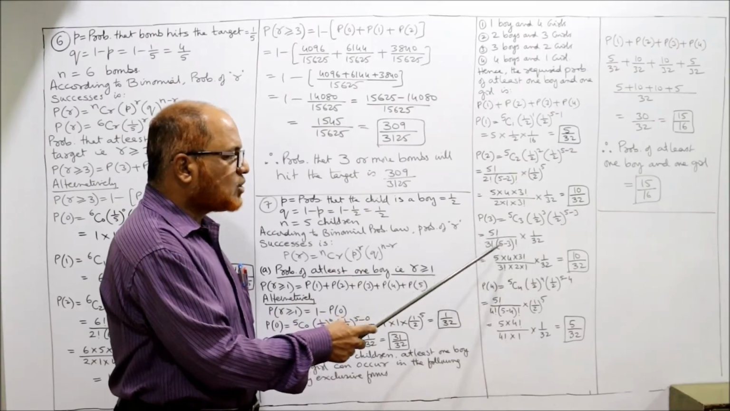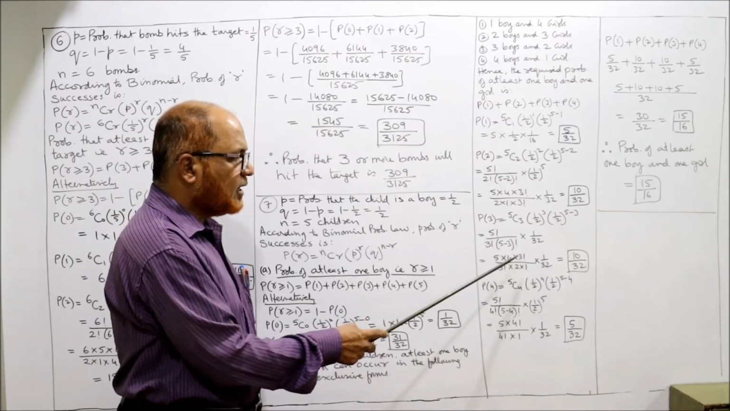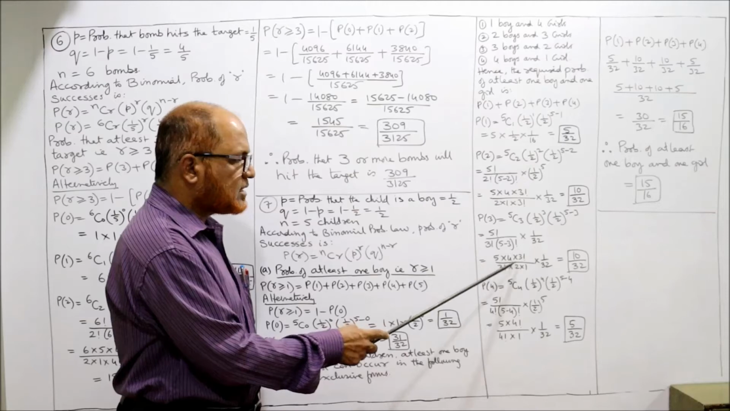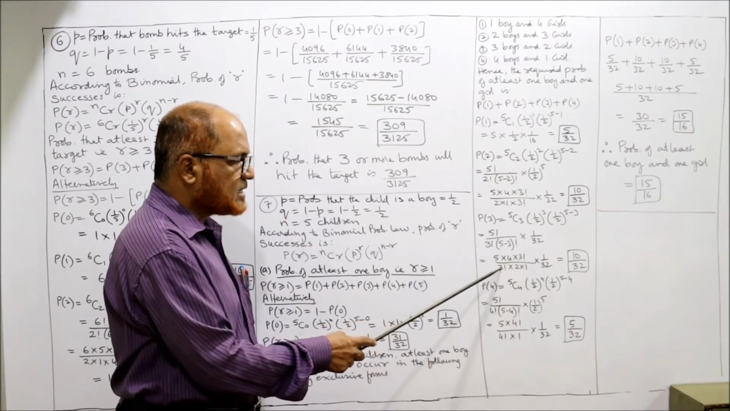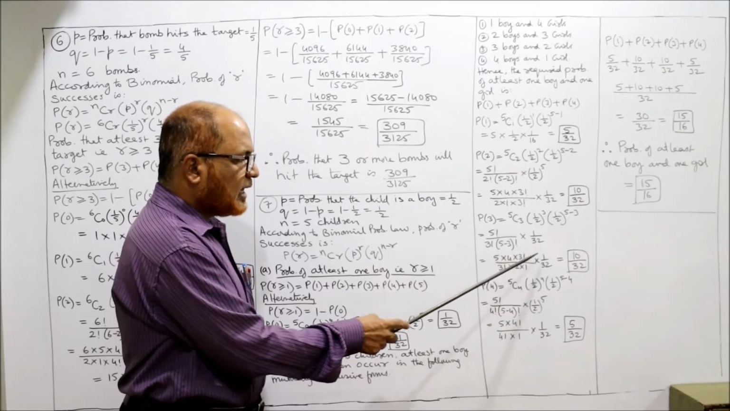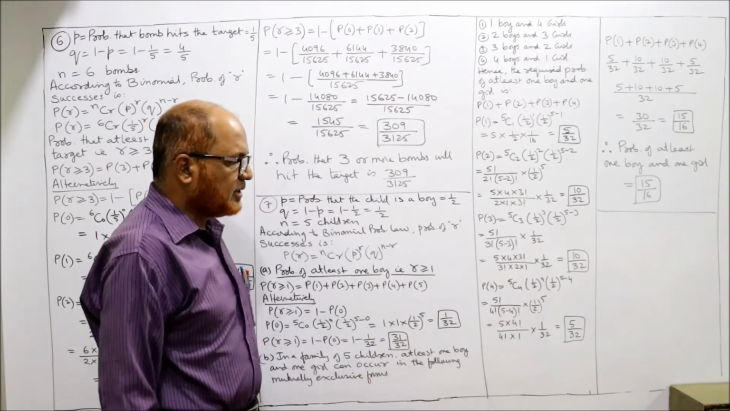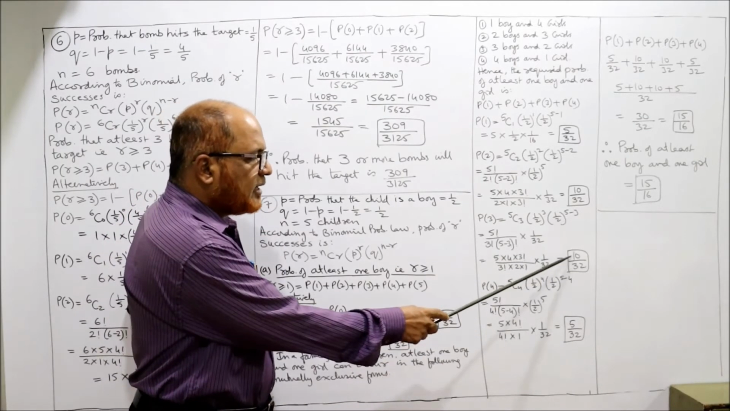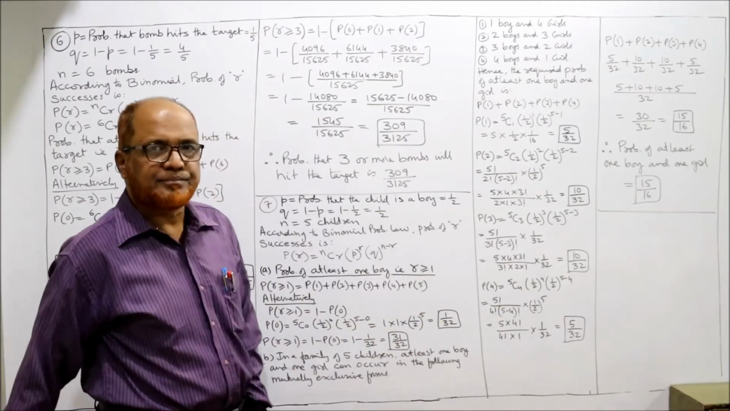So again 5 factorial, 5 into 4 into 3 factorial divided by 3 factorial, 5 minus 3 is 2 into 1. 3 factorial will get cancelled. 2 1s are 2, 2 2s are 4, again 10. So 10 1s are 10 into 1 divided by 32. So 10 by 32 is the required probability P of 3.